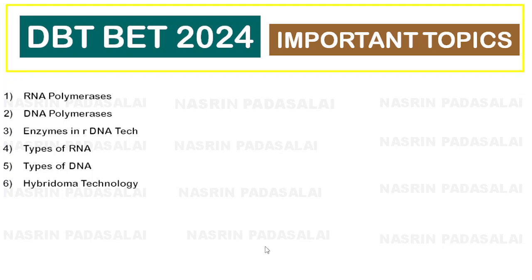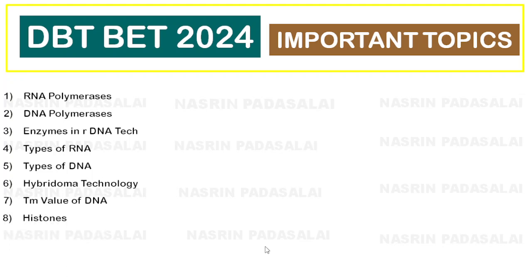Next, hybridoma technology for your monoclonal antibody production. You need to specifically focus on HAT medium. There will be many questions asked about B cells, myeloma cells, what is the role of hypoxanthine, aminopterin, like that. There will be many questions from hybridoma technology. Next is melting temperature of DNA.